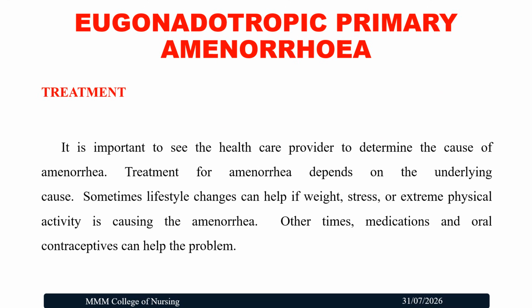Treatment for the second type of primary amenorrhea, that is eugonadotrophic. Here it is important to see the healthcare provider to determine the cause of amenorrhea. The treatment depends on the underlying causes. Sometimes lifestyle changes can help if weight, stress or extreme physical activity is causing the amenorrhea. Other times it may be due to medications or oral contraceptives.